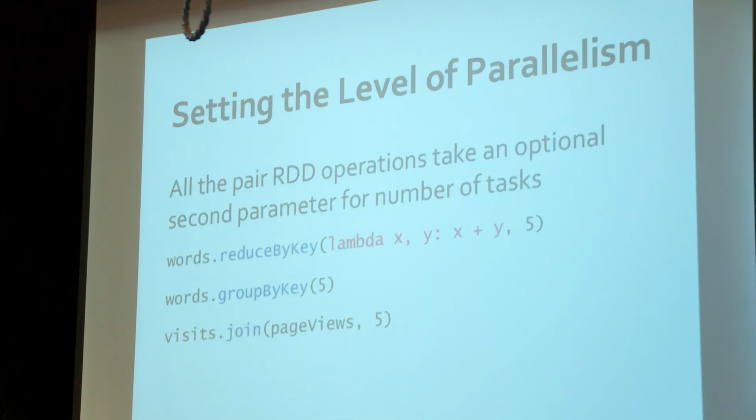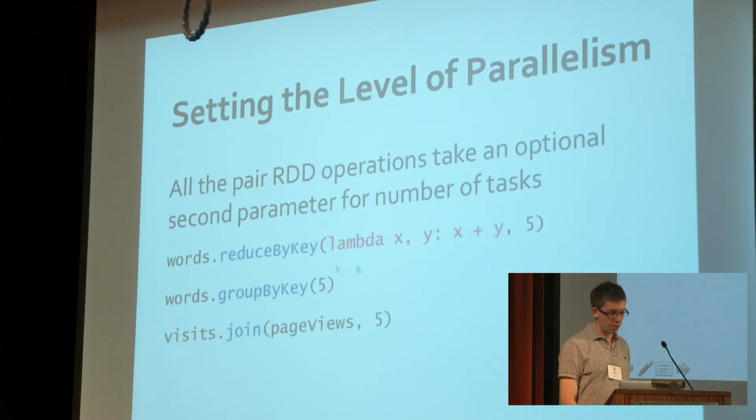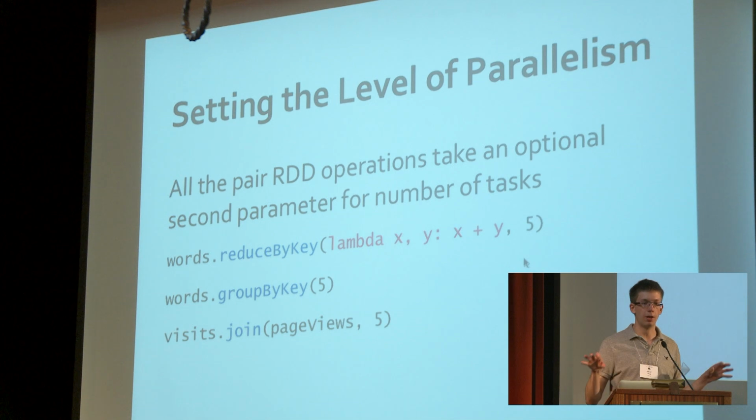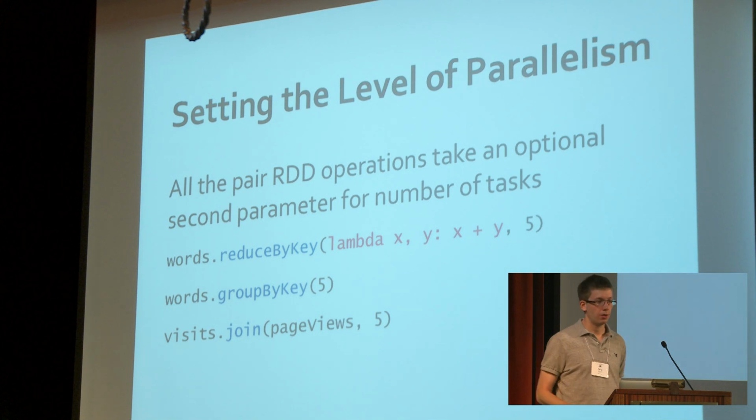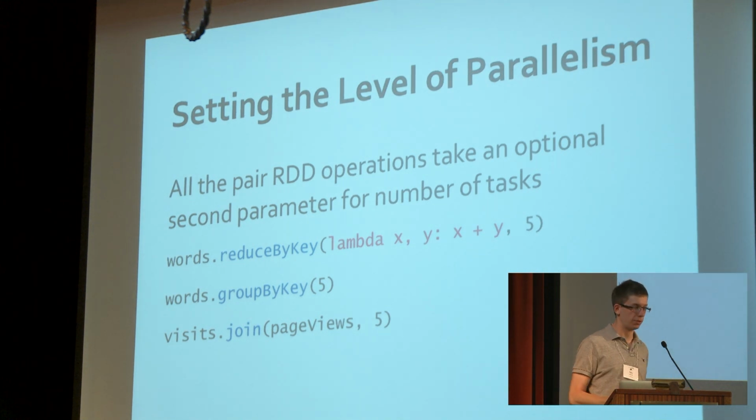The final thing I want to mention is setting the level of parallelism. All of these pair RDD operations let you control the level of parallelism, the number of tasks they run on, and you can do that with an optional second parameter. For example, if you say, I'm going to reduce by key, and I think I have lots of keys, so I want you to do it on 5 different nodes, you would pass in a 5 there. Same thing with group by key and join, you can tell it how many to use. If you don't specify the level of parallelism, Spark will try to infer it automatically based on how big the previous data set is.